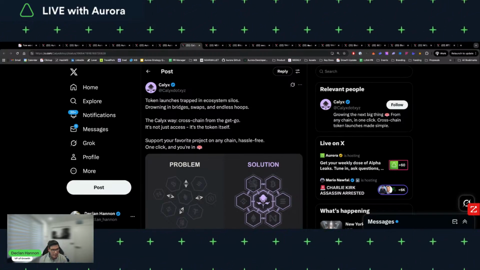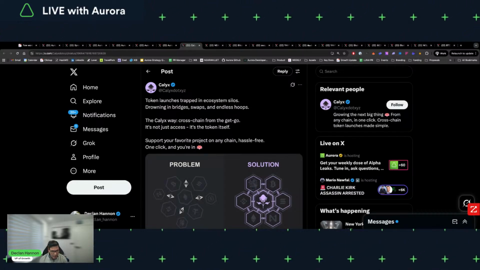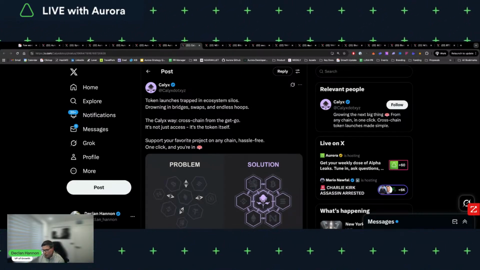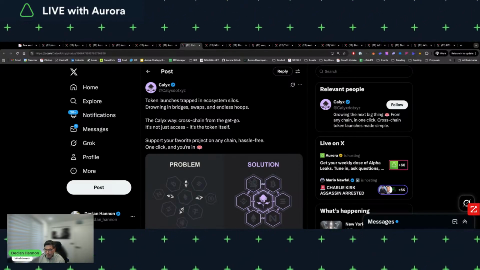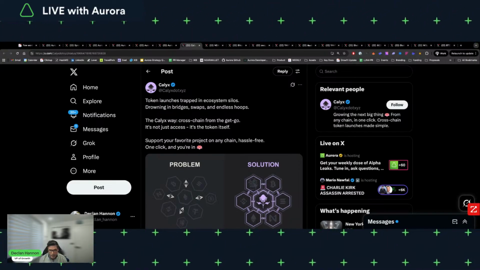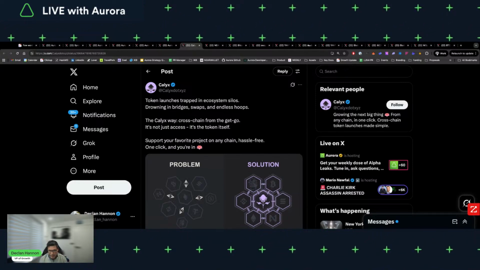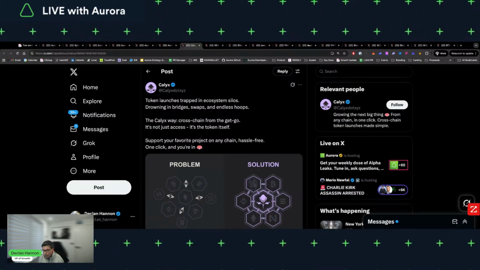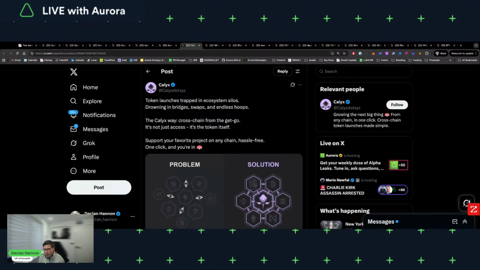Now, Calyx is the product I'm most excited about. My team have been working very hard on this, whether it's marketing, product, making sure that we can find projects that are going to be a good fit. And what they've built is truly unique. It's going to be completely seamless for projects to be able to launch tokens on any chain or even multi-chain. And we're going to be bringing more and more information on that in the coming weeks.